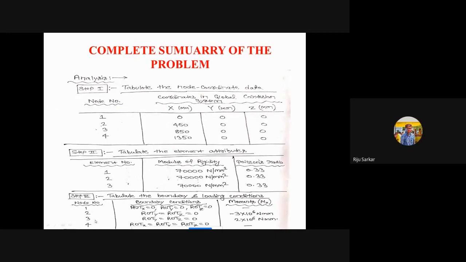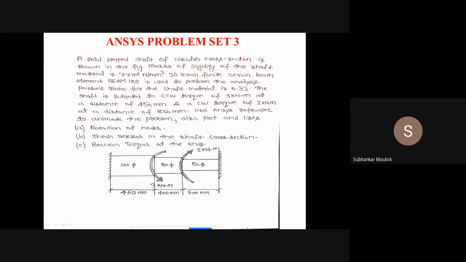So both ends are fixed. So at nodal point 3, this is the moment acting anti-clockwise, negative, and at nodal point 4, this is the moment acting clockwise, positive. Yes. Next boundary condition.